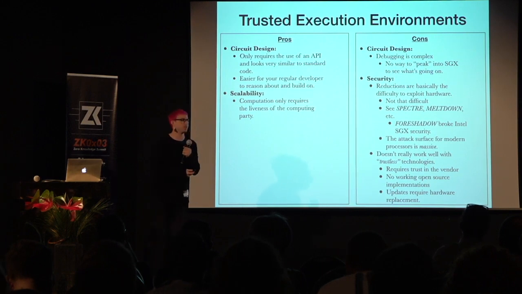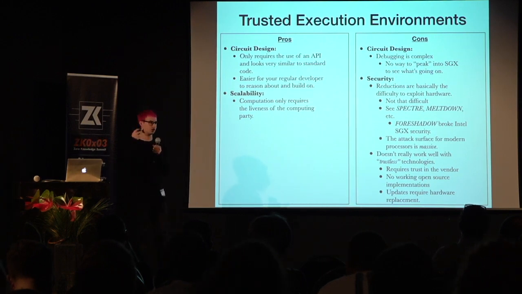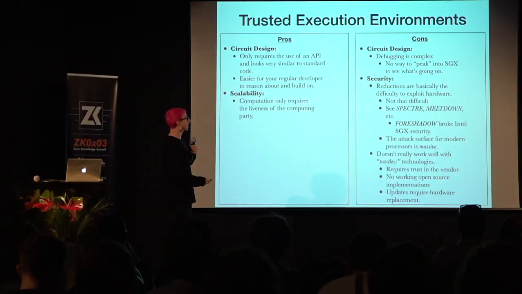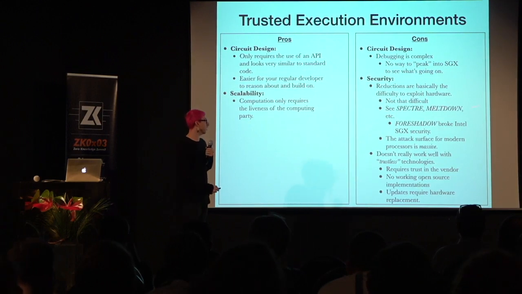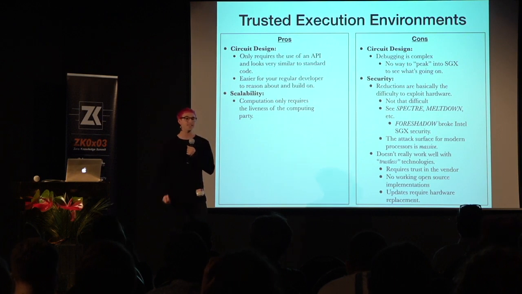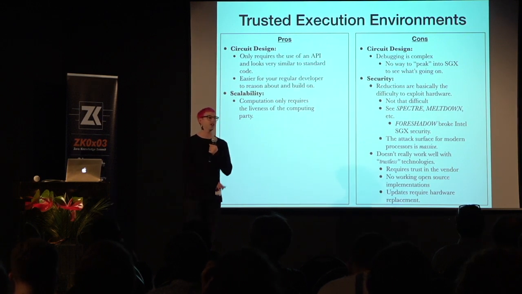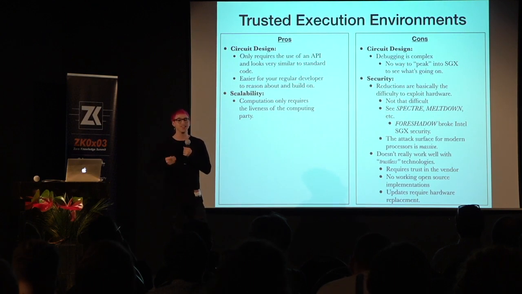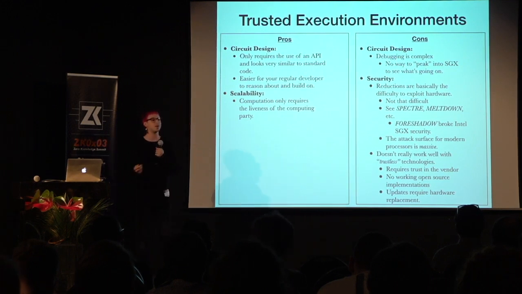Security. The reductions, if you can call them that, are basically the difficulty to exploit hardware, which, as we've seen in the case of Spectre, Meltdown, especially Foreshadow, these just aren't that secure. As much as everybody wants them to be secure, we wish they could be secure. Unfortunately, they just aren't that secure. The attack surface for modern processors is absolutely massive.